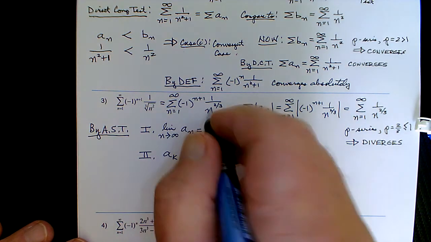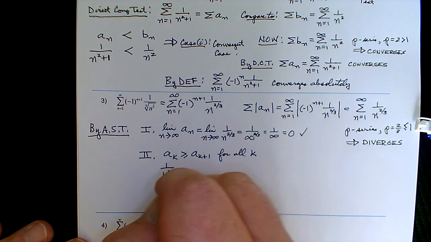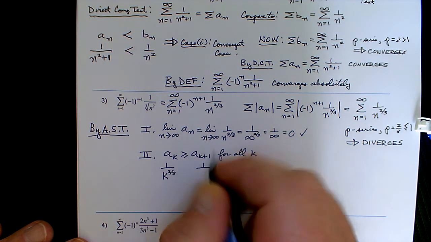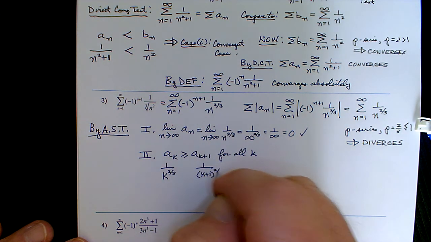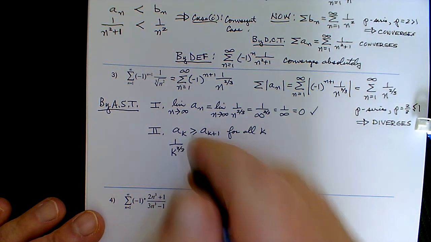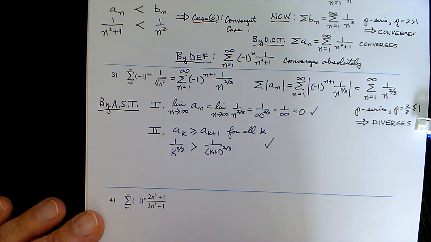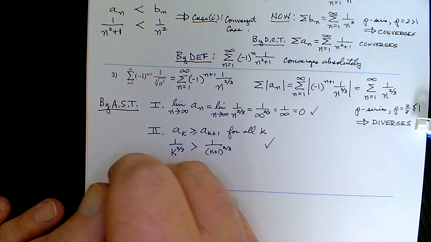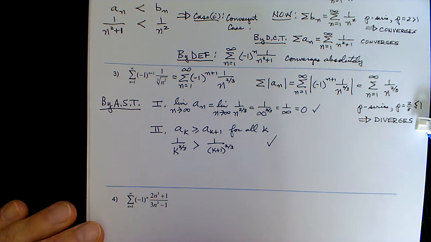And a sub k is just, a k, and 1 over n to the 2/3, k for n, 1 over k to the 2/3. A sub k plus 1, k plus 1 for n, 1 over k plus 1 to the 2/3. Okay, which way does the inequality point? Well, denominator on the left is always less than denominator on the right, so the reciprocal would be greater than. So then it passes the second condition for convergence of an alternating series. So here's how we have to finish this one up.